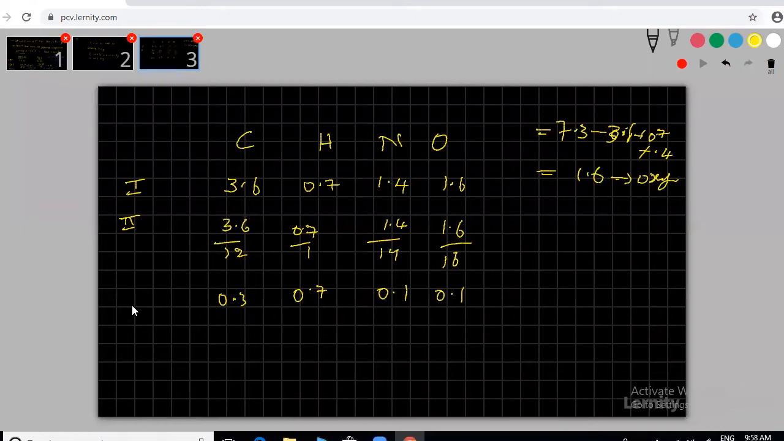Oxygen. Then you can do step 3. Step 3, divide: 0.3 by 0.1, 0.7 by 0.1, 0.1 by 0.1, 0.1 by 0.1. So you will get here 3, 7, 1, 1. That is the corresponding answer.